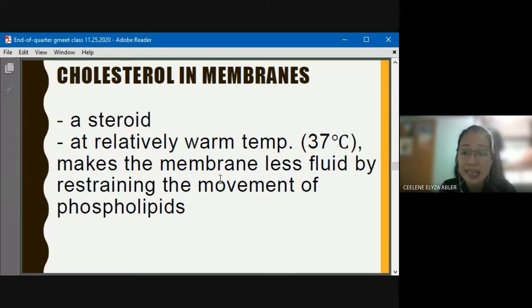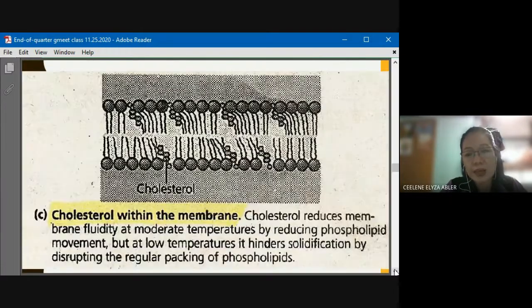So, kaya nga, hindi maganda ang masyadong mataas na consumption of high in cholesterol na products. It's because it will restrain the movement of your phospholipids. Aside from that class, nalalaman niyo in quarter 4 that they actually block your arteries. Okay? So, yun ang pangit sa cholesterol. Alright? Pero ginagamit siya ng cell.